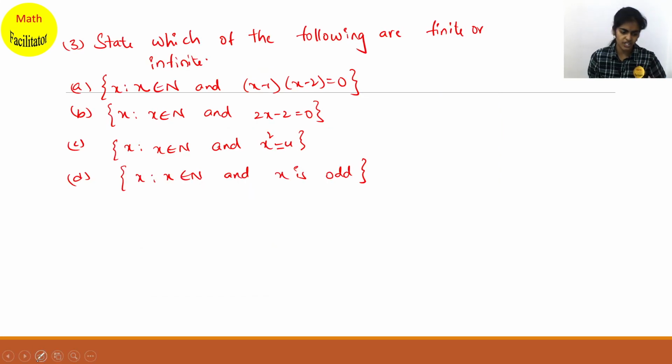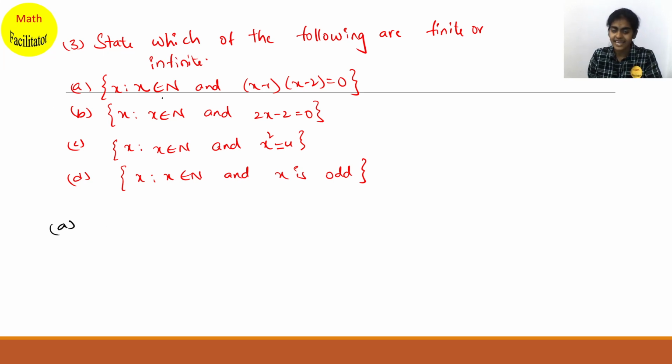So let's move on to question number 3. State which of the following are finite and infinite. Finite sets have a limited number of elements. Infinite sets have an unlimited number of elements. See the first one. This is also an 8 marker. You have 4 bits in this, like the second question.